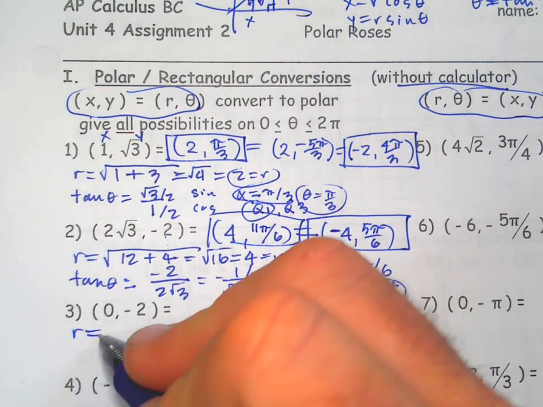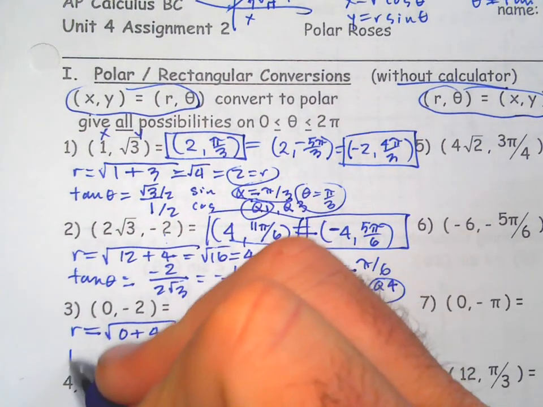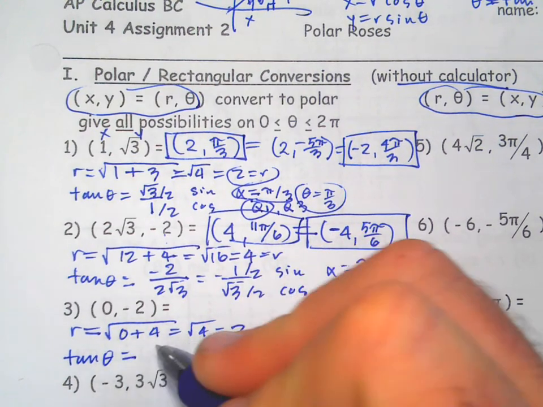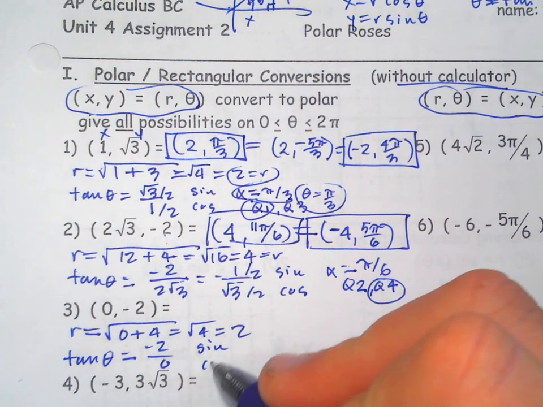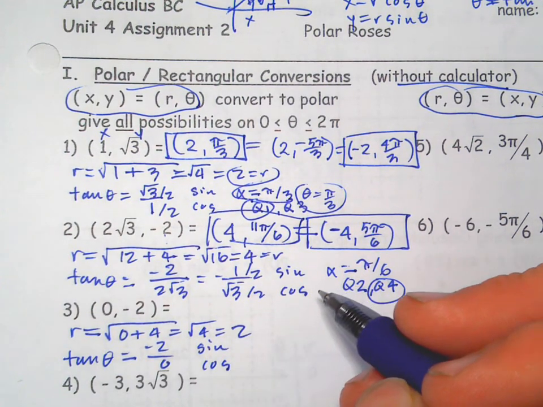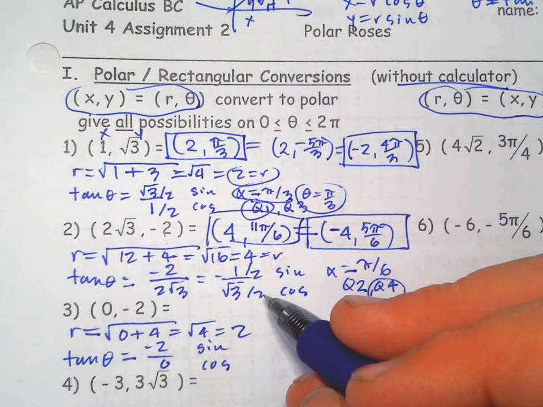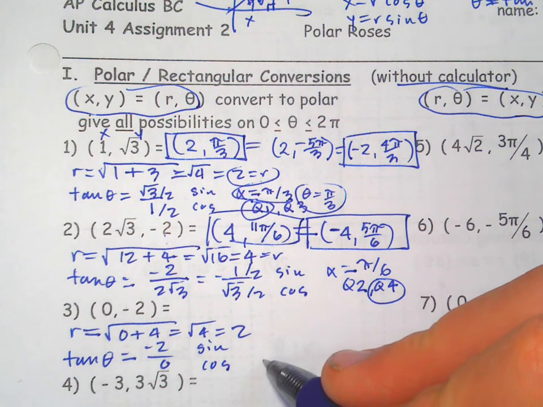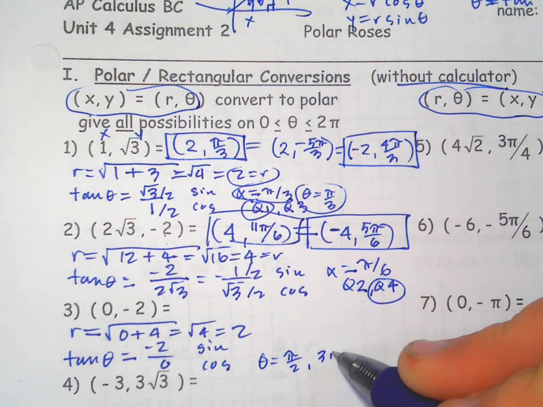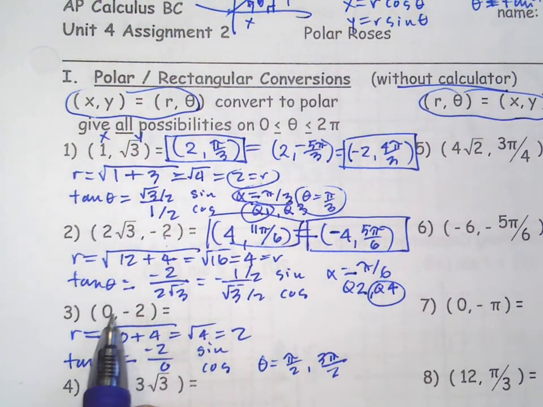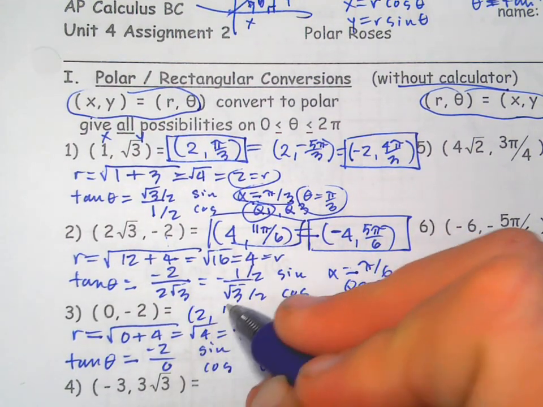So here, radius equals 0 plus 4 equals the square root of 4, which is 2. Tangent equals opposite over adjacent. So when is cosine 0? I mean, sine can be whatever. When's cosine 0? So that's got to be at pi over 2 or 3 pi over 2. So think about this. This is straight up. That's got to be pi over 2.